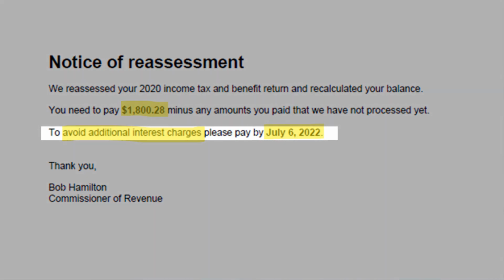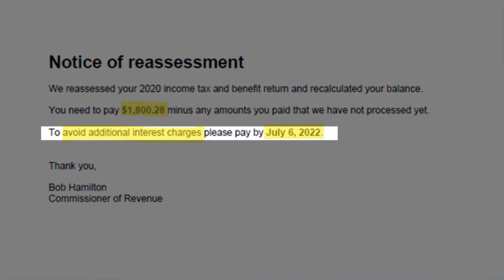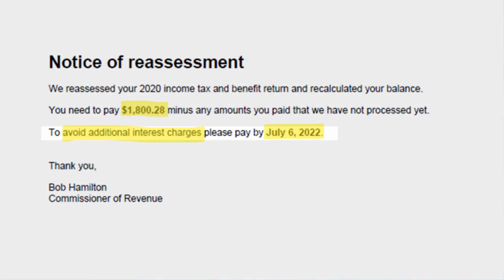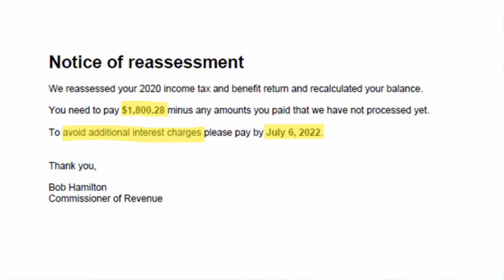The other thing I want to draw your attention to is this: to avoid additional interest charges, you must pay by a certain date. Some people look at this and think that there's some kind of deadline, or some kind of hammer is going to fall if they don't pay up by the date shown on the notice of reassessment. But look really closely at that sentence. What they're saying is that to avoid additional interest charges, you need to pay by this date.